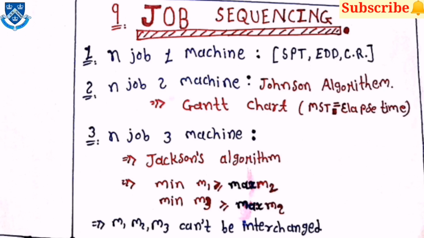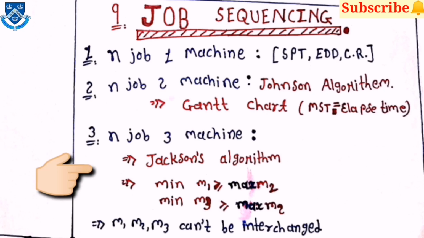Then coming towards job sequencing, in this process the Gantt chart and Johnson's algorithm are very important for the examination. So mainly 3 to 4 types of questions were asked from this chapter.